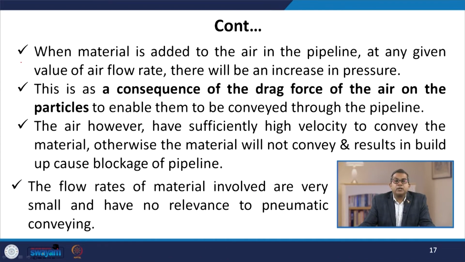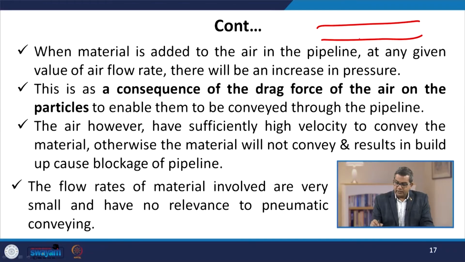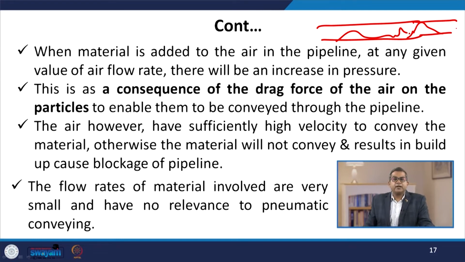Now, when material is added to the air in the pipeline at any given value of air flow rate, there will be an increase in the pressure. This is a consequence of drag force of the air on the particles, to enable them to be conveyed through the pipeline. The air must have a sufficiently high velocity to convey the material, otherwise the material will not convey and will build up, causing blockage in the pipeline. Over the period of time it may block the pipeline. The flow rates of material involved are very small and have no relevance to pneumatic conveying.